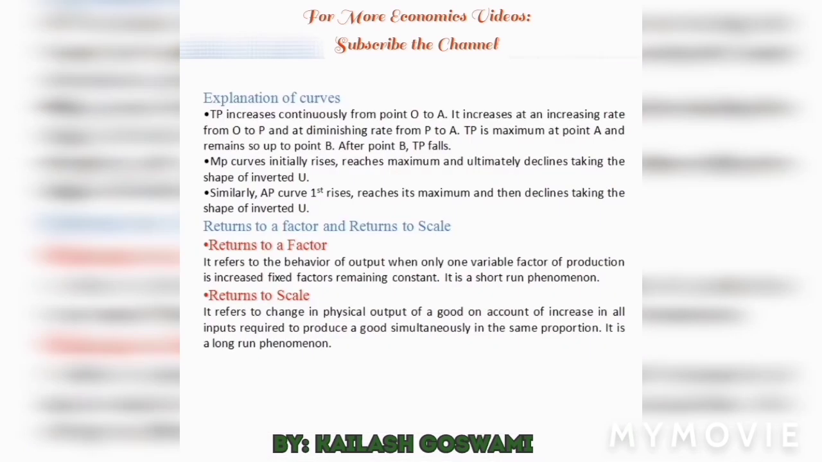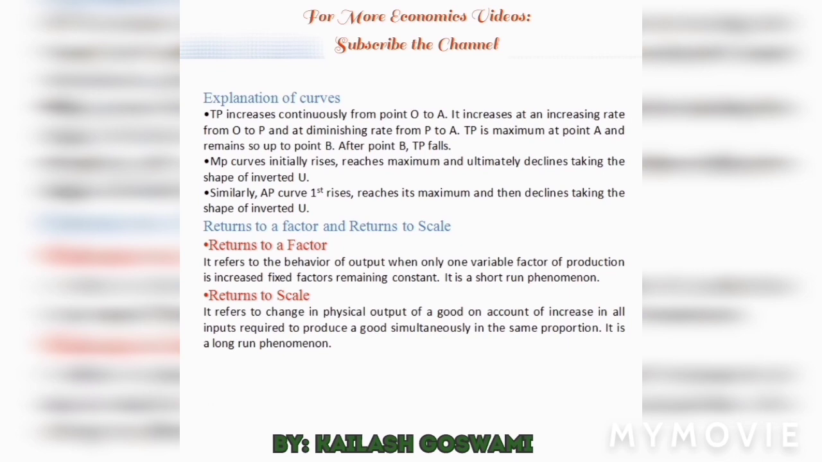The next is explanation of curves. TP increases continuously from O to A. It increases at an increasing rate from O to P and at a diminishing rate from P to A. TP is maximum at point P and remains so up to point B. After point B, TP falls. The MP curve initially rises, reaches maximum and ultimately declines, taking the shape of an inverted U. Similarly, the AP curve first rises, reaches its maximum and then declines, taking the shape of an inverted U.